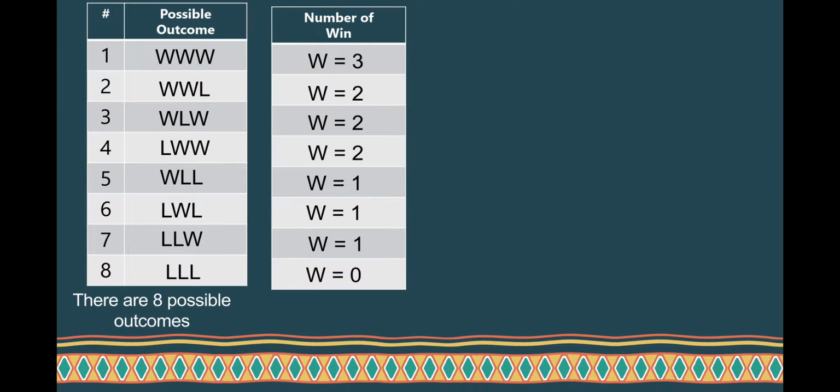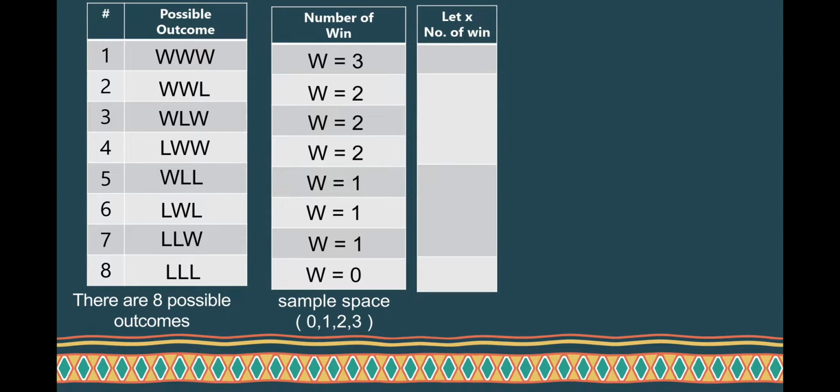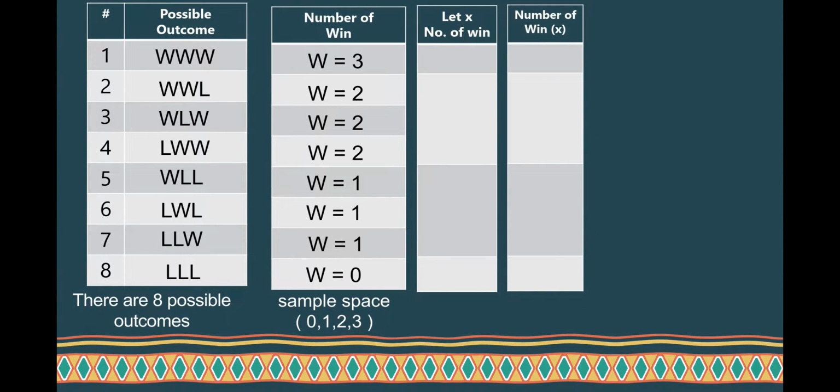So there are 8 possible outcomes, and the sample space for this is 0, 1, 2, 3, which is the number of wins. Now, let's try to find the value of x, wherein we let x be the number of wins. Winning 3 in 3 consecutive games happens only 1 way. So x is equal to 1.